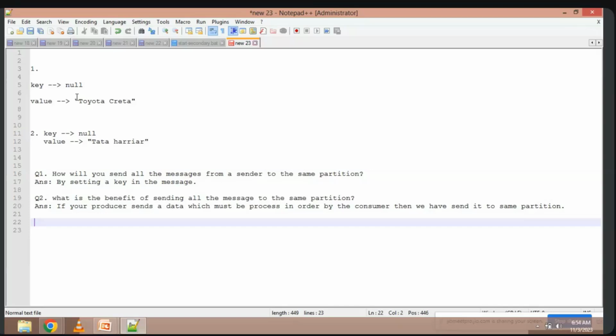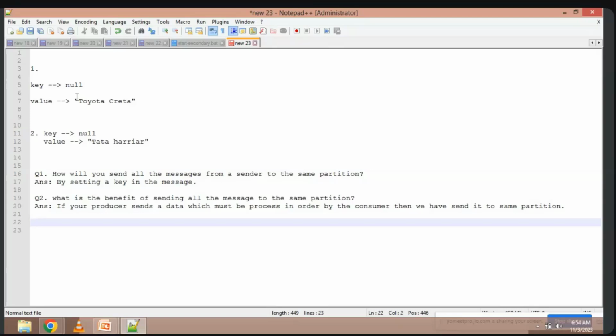So suppose I'm sending some data that, for example, needs processing in sequence. Then if the first part of my data is consumed by consumer 1, and the second data goes to partition 2, then obviously it will be read by some other consumer. So the same consumer cannot process my data in a proper sequence.